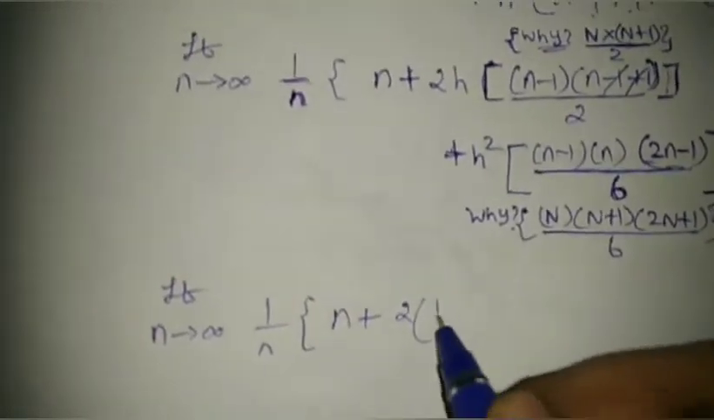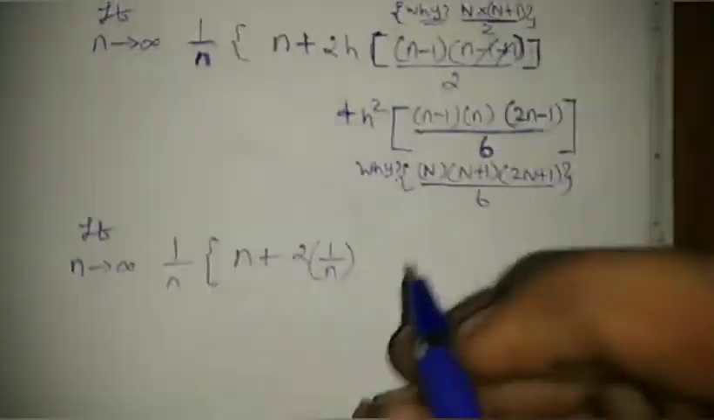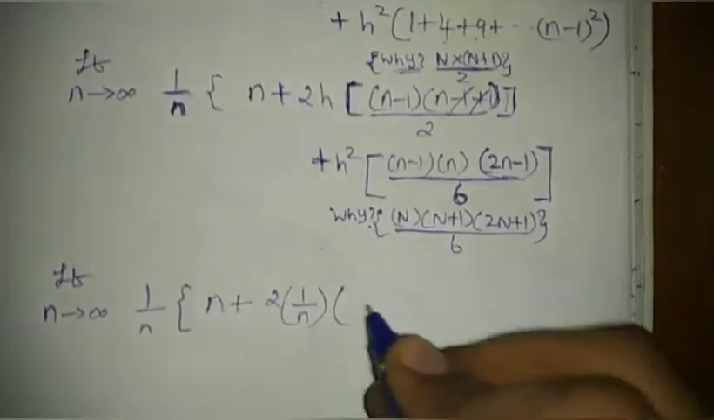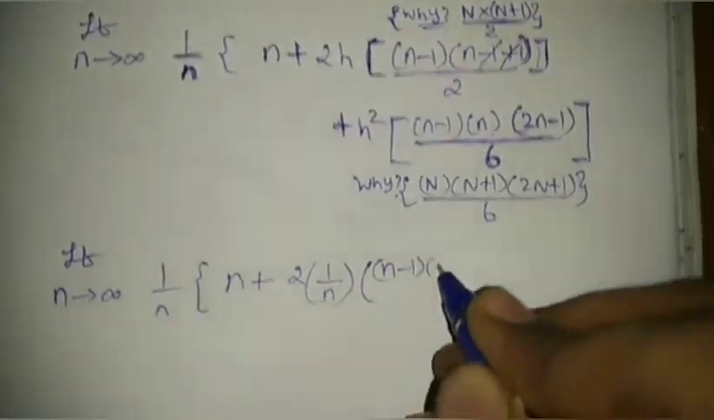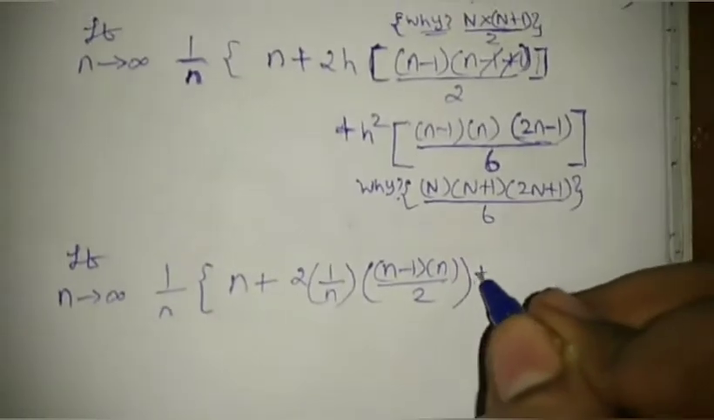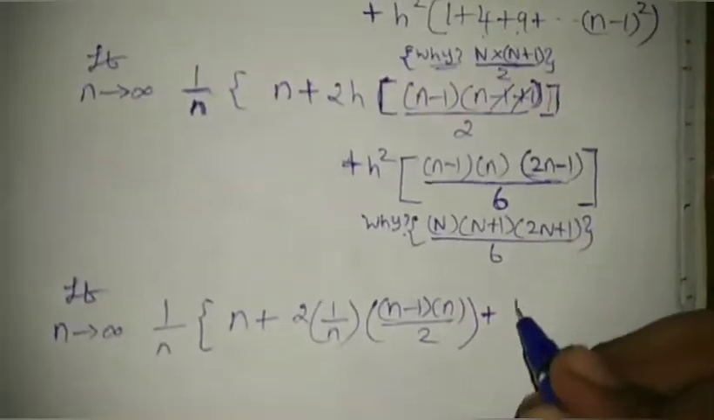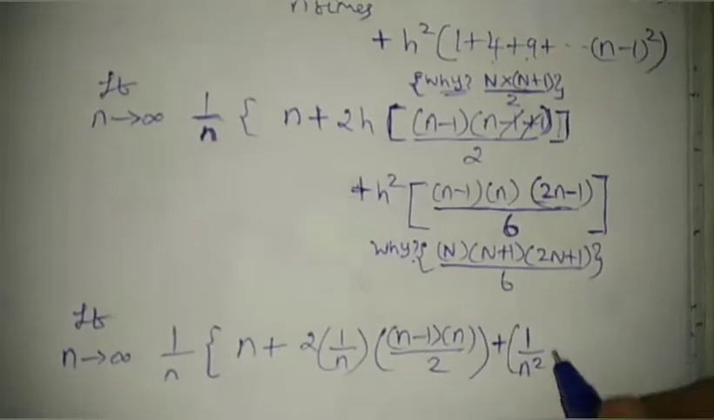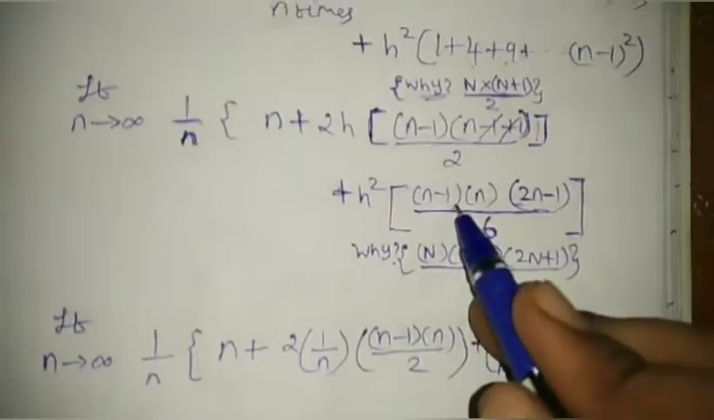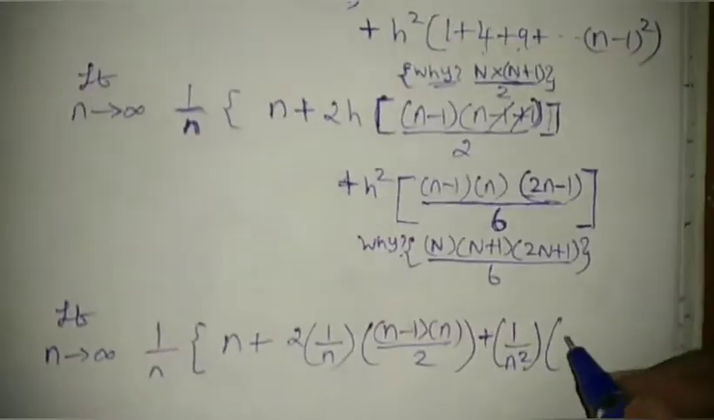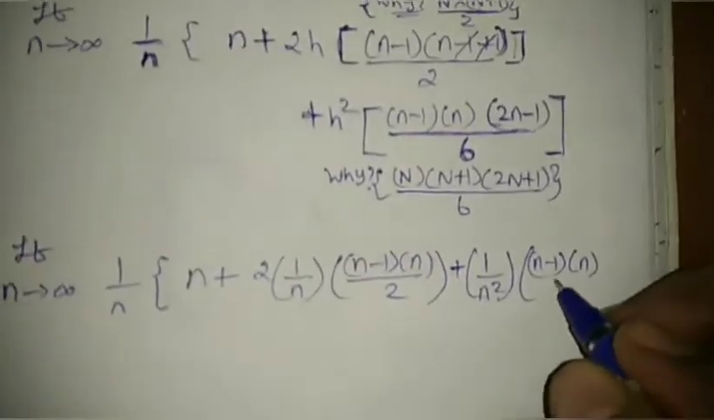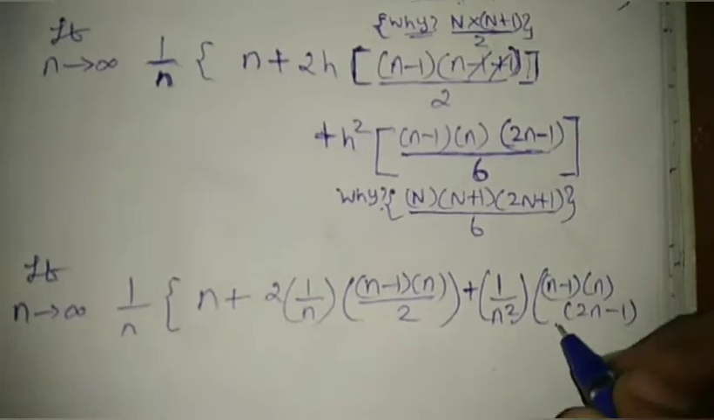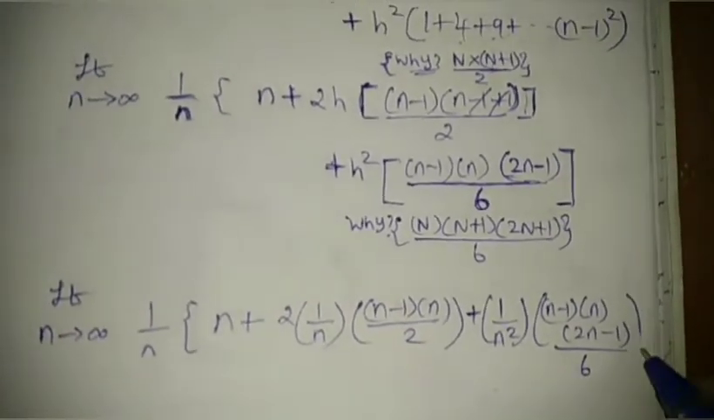So 2 into 1 by n, and this will be how much? n minus 1 into n by 2, and this will be how much? 1 by n whole square, means 1 by n square, and this will be how much? n minus 1 into n into 2n minus 1 by 6, correct?